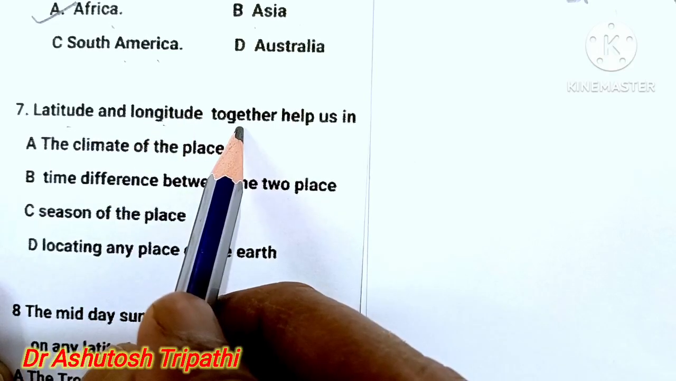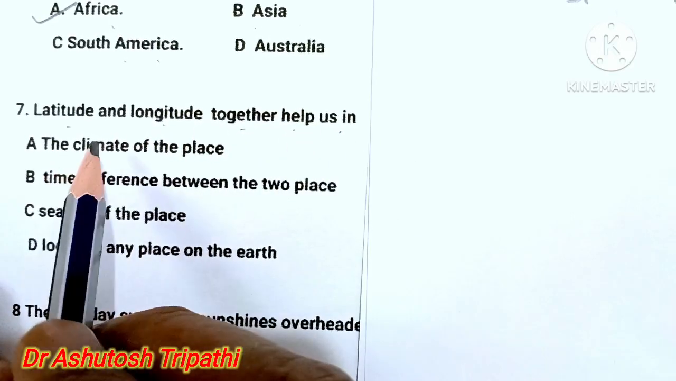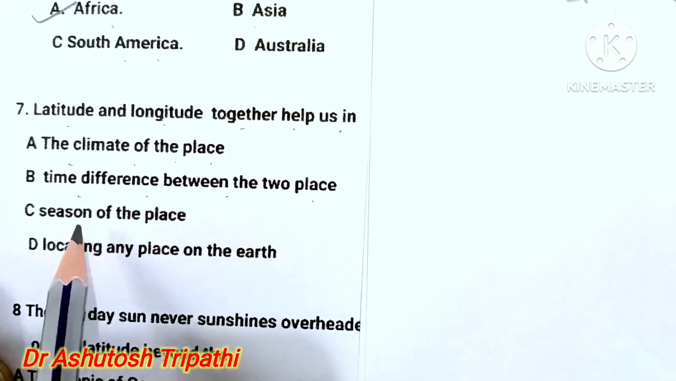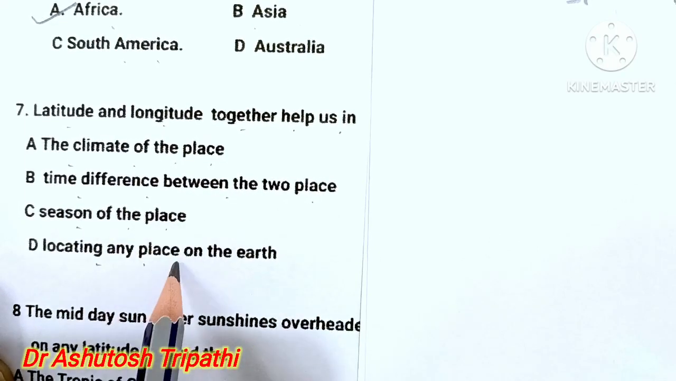Latitude and longitude together help us in determining the climate of a place, the time difference between two places, the season of a place, and locating any place on the Earth.